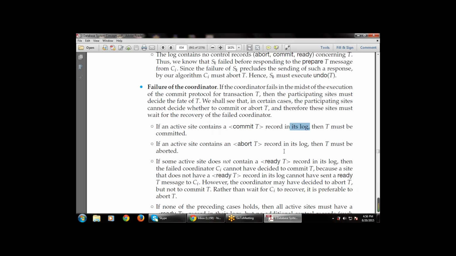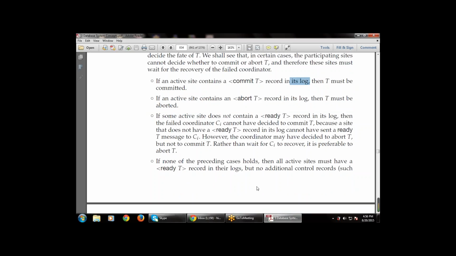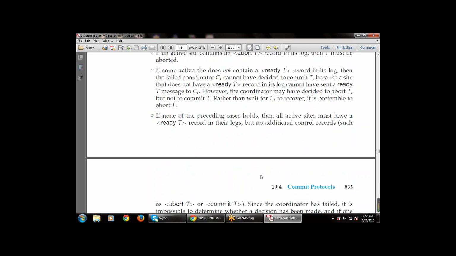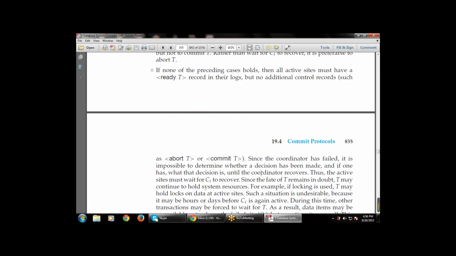If none of the preceding cases holds, then all the active sites must have a ready T record in their logs, but no additional control records. Since the coordinator has failed, it is impossible to determine whether a decision has been made, and if one has, what the decision is, until the coordinator recovers. Therefore, the active sites must wait for Ci to recover.